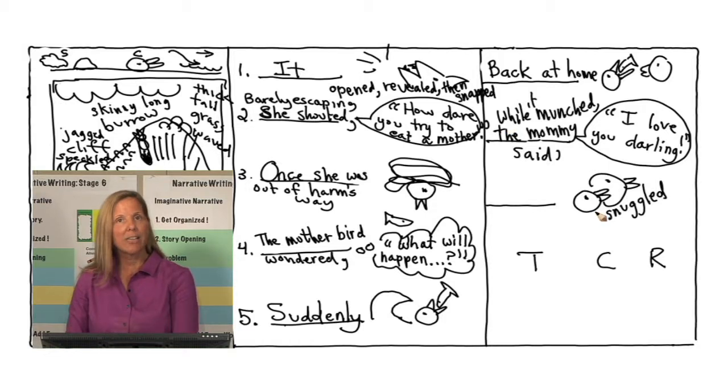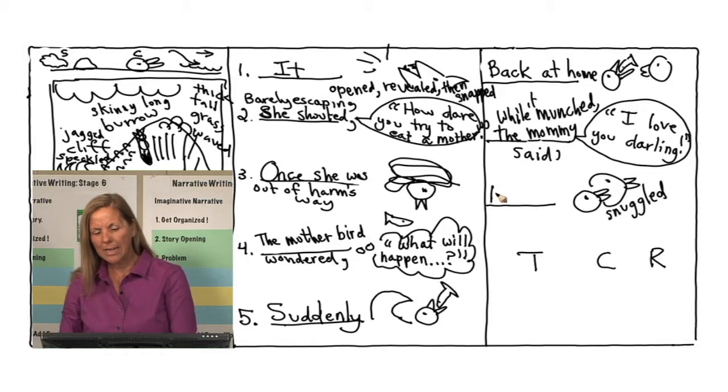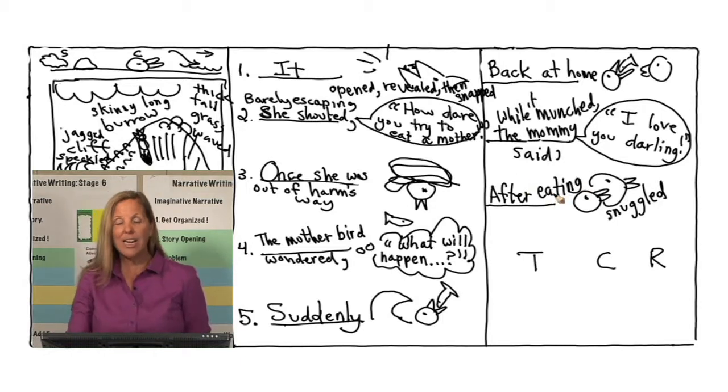Let's go to this last action here. Who's doing the action? The baby bird. What did the baby do? Snuggled up to its mother. Shall we have a transition there? Let's do that. Let's say after it finished eating. So after eating, the baby bird snuggled with its mommy. We have all of our sentences here.